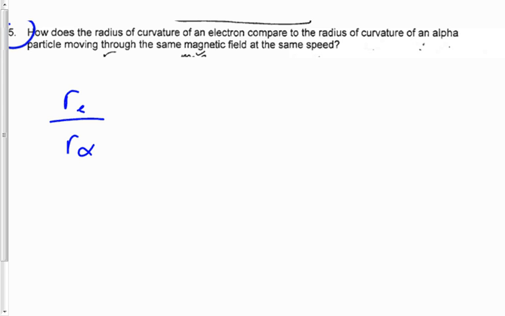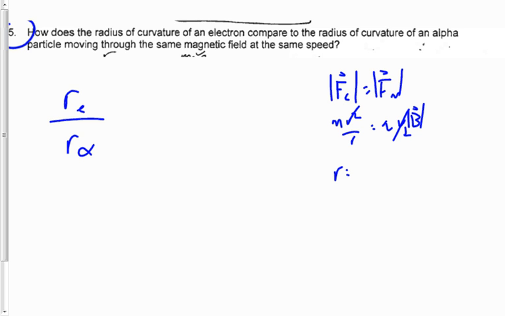So let's get an equation for the radius of the path of the alpha particle and the electron. We know that Fc is equal to Fm. So we say mv squared over r is equal to qvb. One of the v's disappears. Let's solve for r. The r goes up by multiplying. The qb goes down by dividing. And it becomes mv over qb. Is that good? Everybody okay with that? So basically cross multiplied, r goes up, qb goes down.